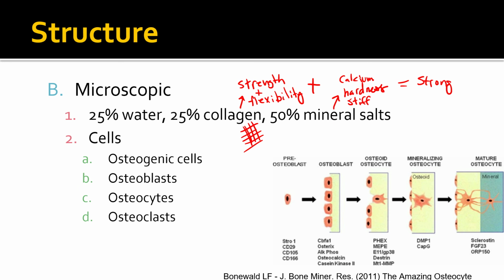Now, that's the matrix part. If we look at the cells that make up your bones, take a look at this picture down here. We start off with these things called pre-osteoblasts, and these are like our stem cells, basically. Way back in the day, before you had any bones, you had a bunch of stem cells. Those stem cells turn into cells called osteoblasts. Of course, osteo means bone, and blast means to make.